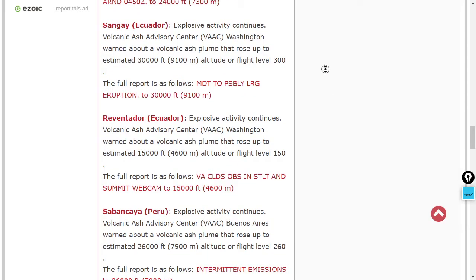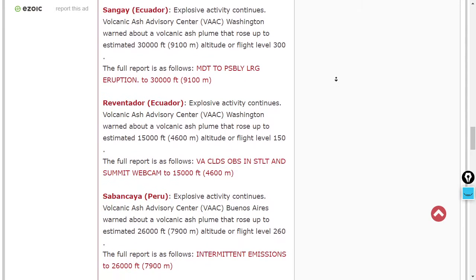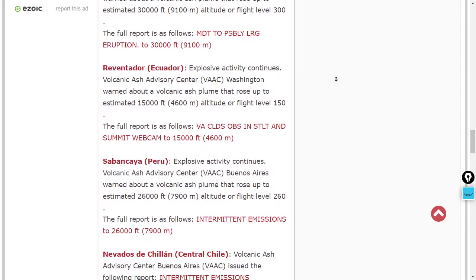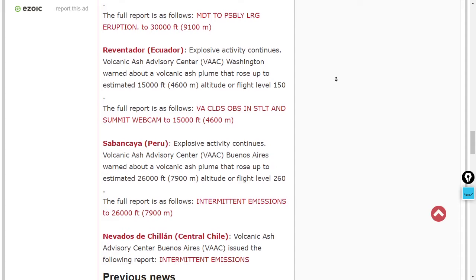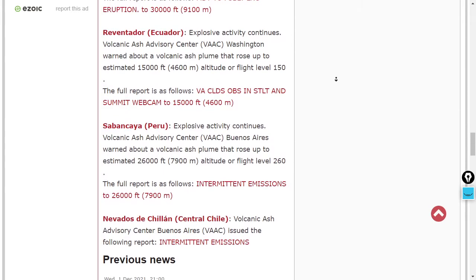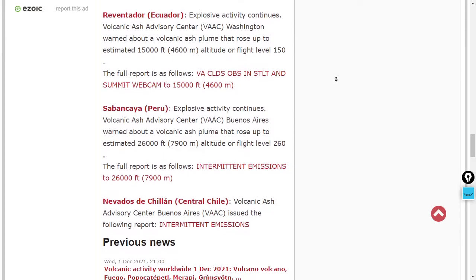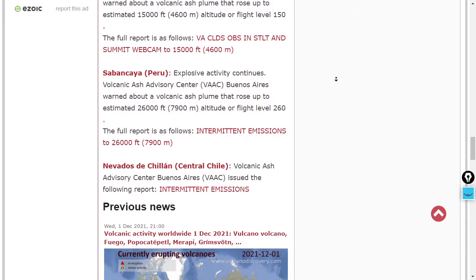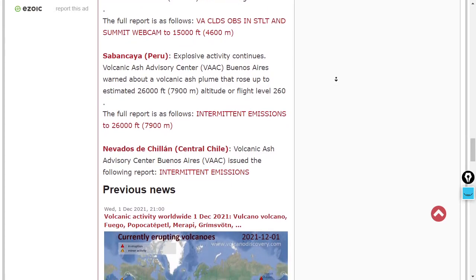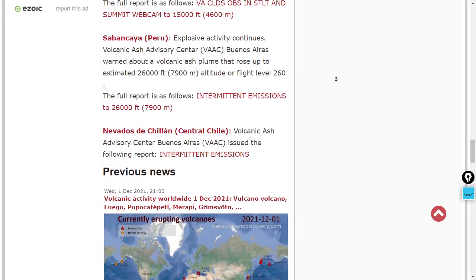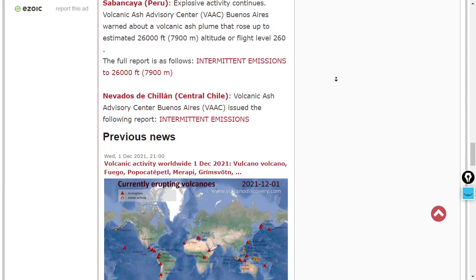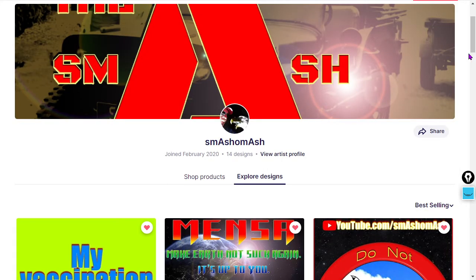Flight level 300. Lots of volcanic ash causing some fertile soil to occur in the South American nation. Reventador also exploding, 15,000-foot ash plume from Reventador. Sabancaya exploding, 26,000-foot plume of volcanic ash from Sabancaya. That's located in Peru. And intermittent emissions from Nevados de Chillán are a reason to not pole vault the caldera.